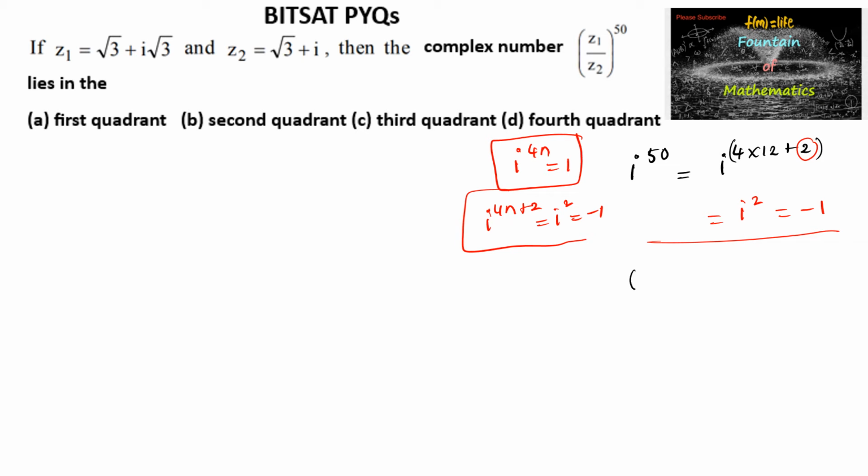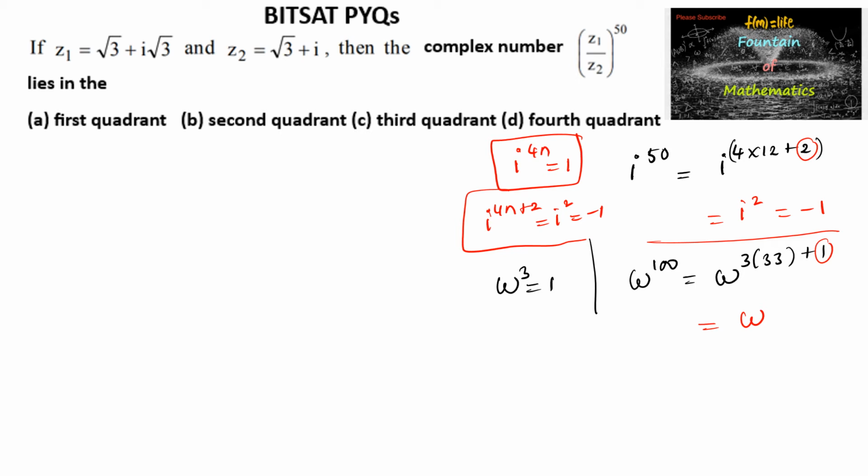And similarly omega to the power 100, since omega cube is equal to 1, omega power 100: 100 divided by 3 is 3 into 33 plus 1, so the remainder is 1. So we can consider omega power 100 as omega power 1, that is omega.